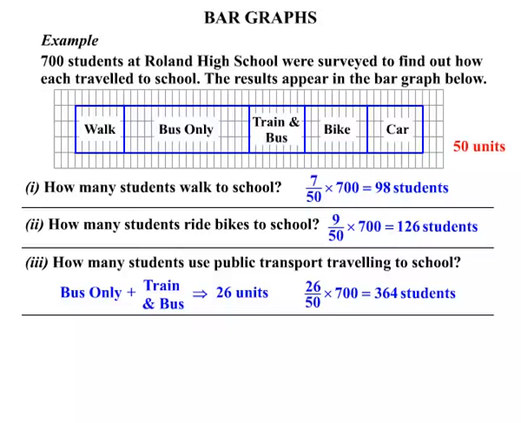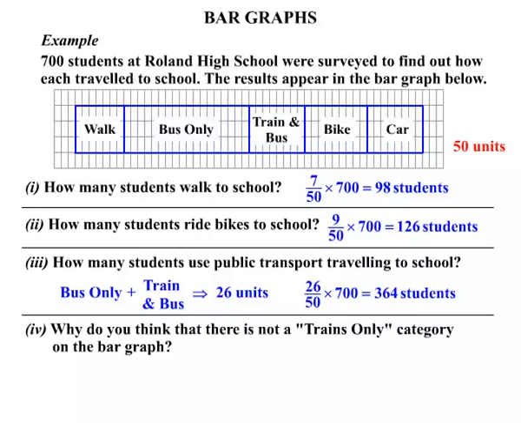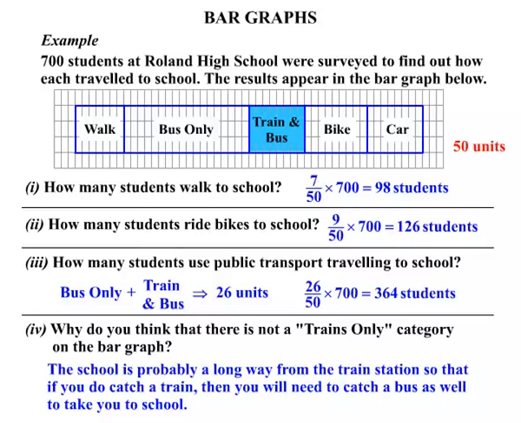Excellent. Now our fourth question here, our final one: why do you think that there is not a trains only category on the bar graph? So if we look at it, we have train and bus, but we don't have simply a trains only one. So sometimes questions are posed to you that you have to think about, not necessarily mathematical calculations. It's more so, have a bit of a think, why might that be the case? Well, a possible solution would be that the school is probably a long way from the train station, so that if you do catch a train, then you will need to catch a bus as well to take you to school.